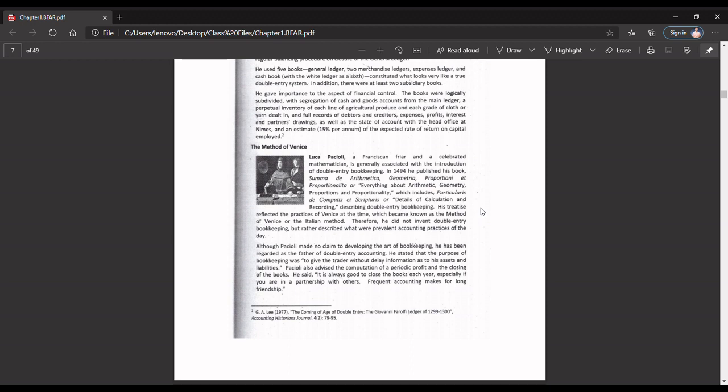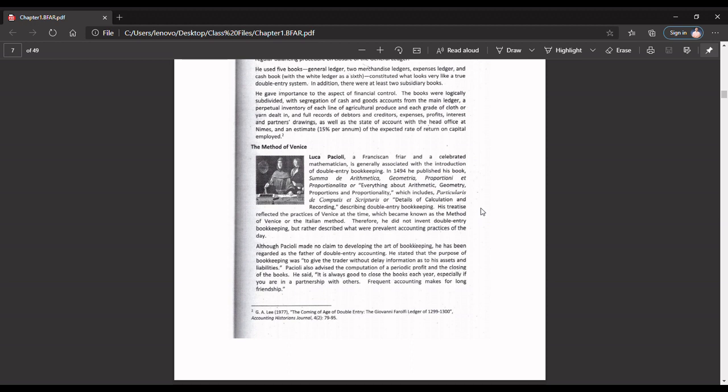Don't quote me on that again. Or details of calculation, and it reflected the practices of Venice at the time, which became known as the method of Venice or the Italian method. Therefore, he did not invent double-entry bookkeeping, but rather described what were prevalent accounting practices of the day. Although Pacioli made no claim to developing the art of bookkeeping, he has been regarded as the father of double-entry accounting.